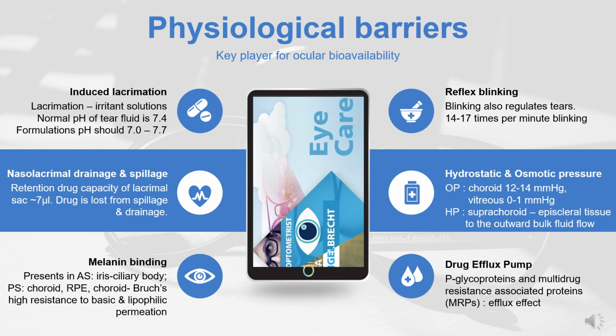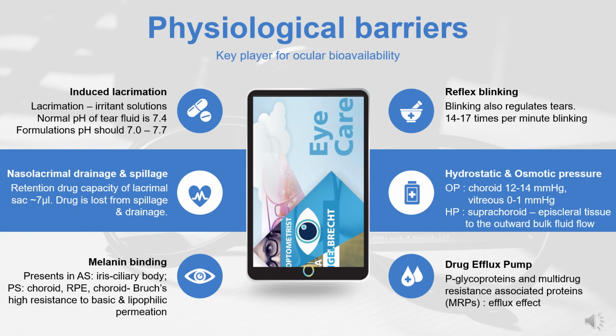Conventional droppers used for administration of ophthalmic solution deliver approximately 50 to 75 microliters per drop, which largely exceeds the retention capacity of the lacrimal sac, which is only about 7 microliters. Thus, it will cause a considerable amount of drug loss from spillage and drainage.